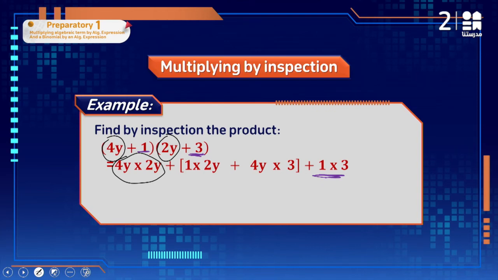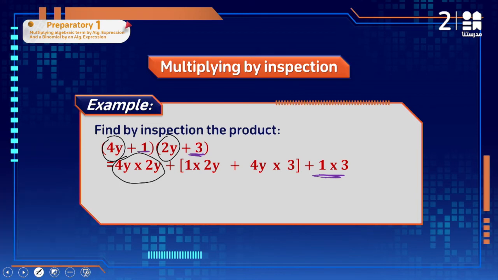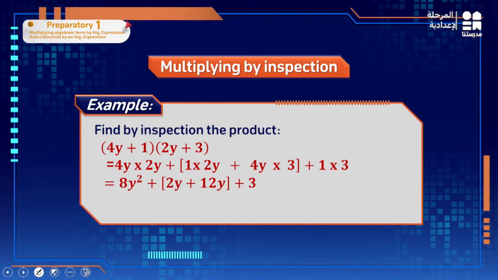In the middle, I'm gonna draw the arrows. So I'm gonna use the yellow. Okay, here. 1 times 2y and 4y times 3. So the final answer for it is, I'm gonna clear all now. The first term, 4 times 2 is 8 and y times y is y squared. Then 1 times 2y is 2y plus 4y times 3, which is 12y. And the third term, 1 times 3 is 3.